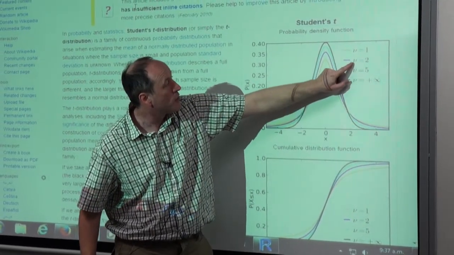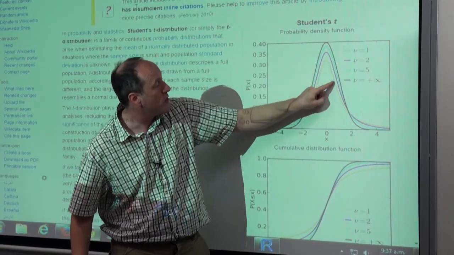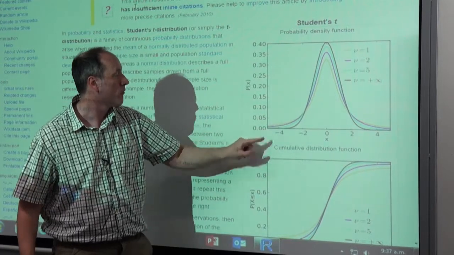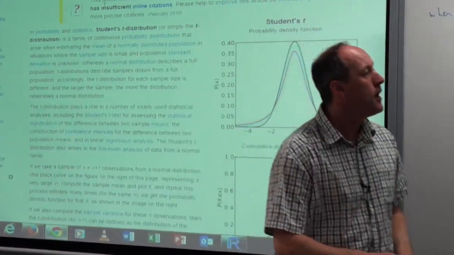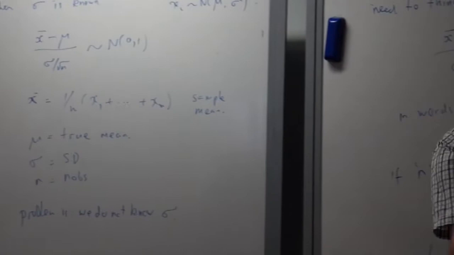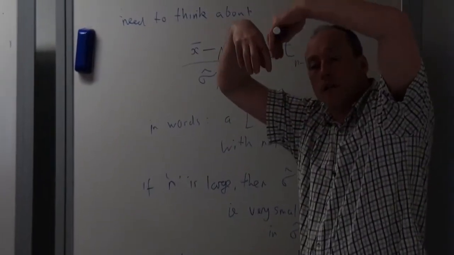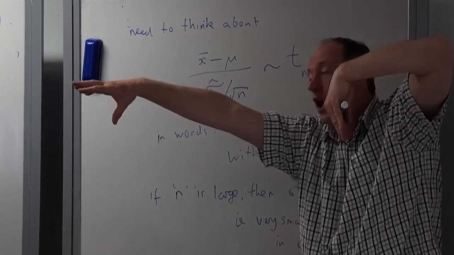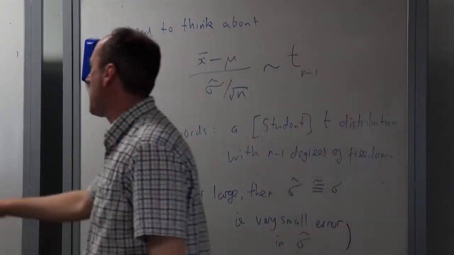And as nu equals 2 or even 1, we get this distribution. This is a Cauchy distribution, which has got even heavier tails. What that's telling me is that if n is small, this thing is dominated, or at least overly dominated, by very, very high values, and your error is likely to be larger because the tails are heavier.